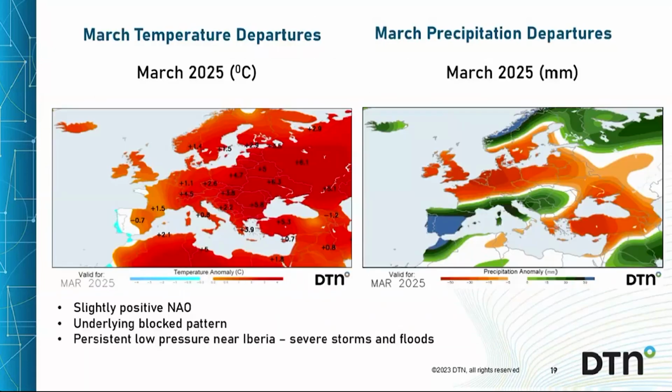Another way of looking at the same thing here, with more details showing that more wetness across southern Europe and the strength of the warmth over eastern Europe, where there were some local records broken. And for the month overall, some areas were 6 to 8 degrees above the average.